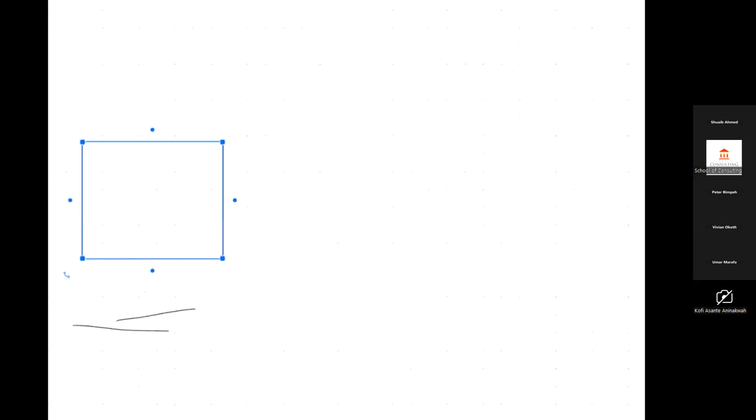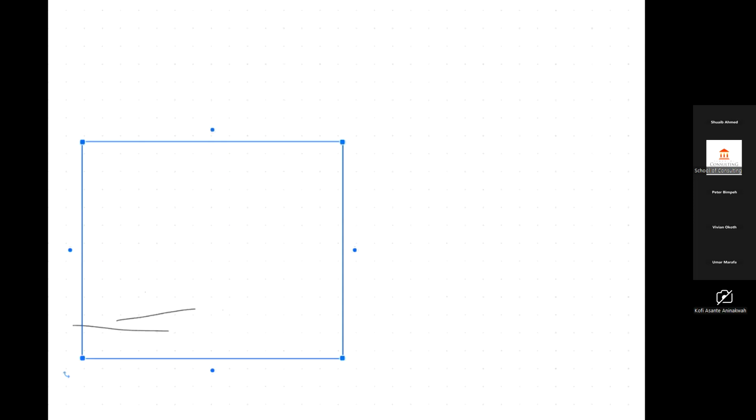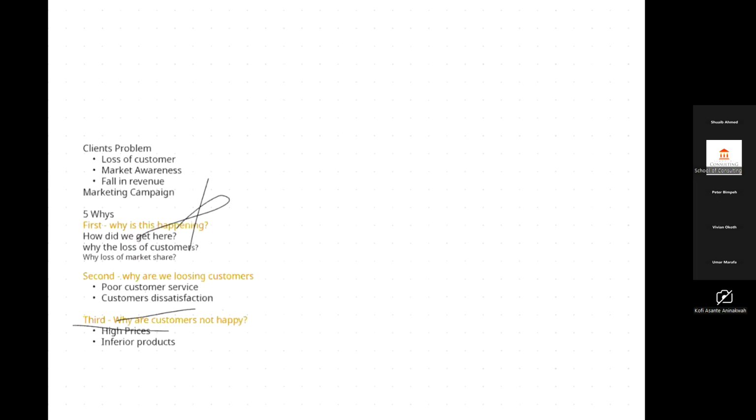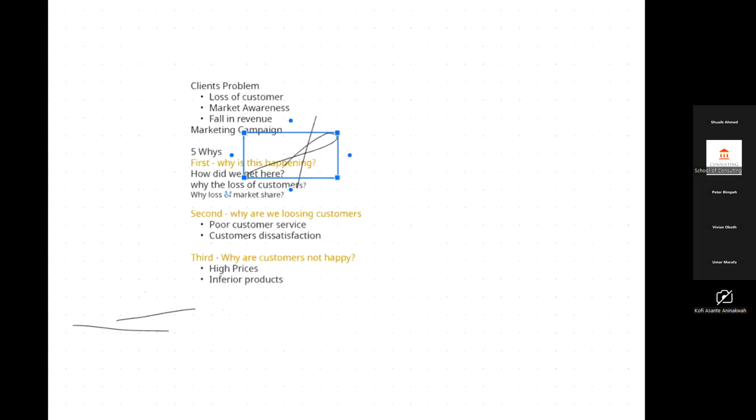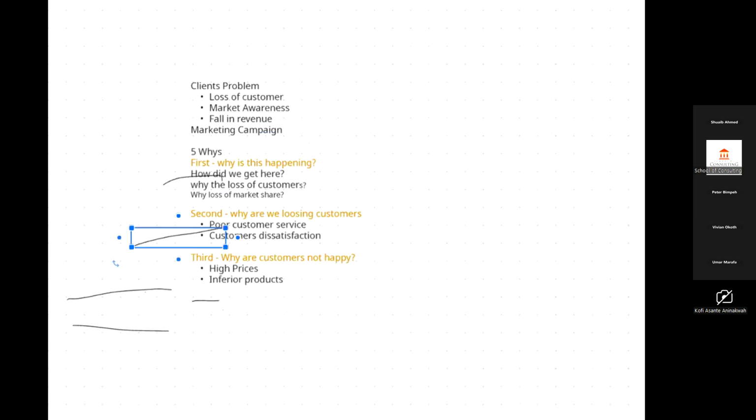This thing's just jumping. Inferior products. Yeah, I'm okay. Inferior products. I'm trying to clean up this thing.